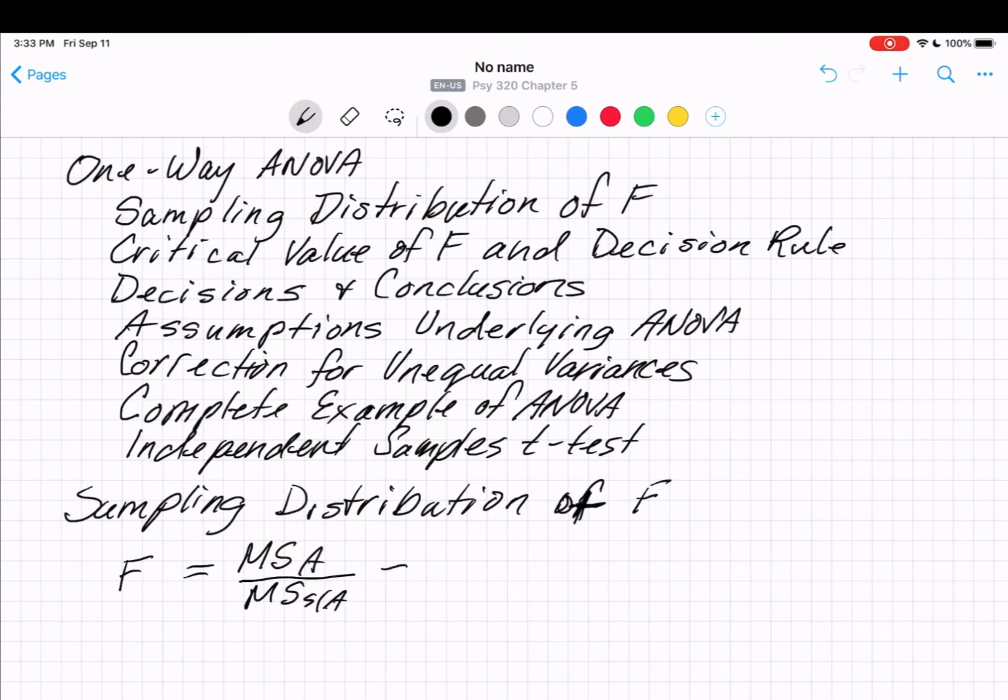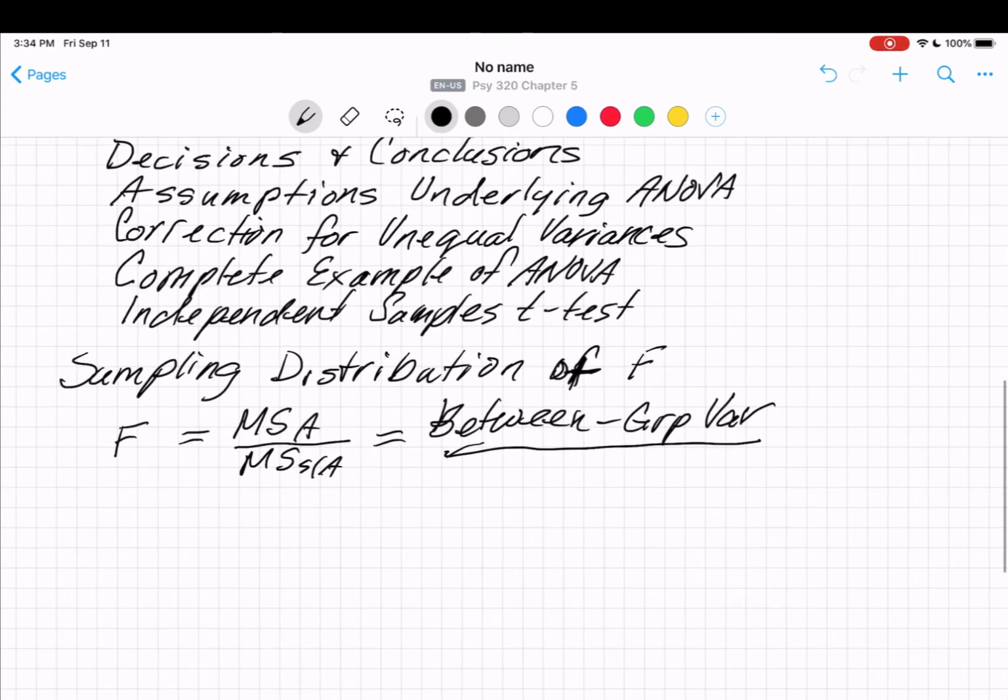Okay, mean square A is our between group variability. And just a reminder, between group variability is looking at differences among our group means. And so it's really picking up on variability that's caused by our treatment effect, but it also picks up on variability caused by chance factors or experimental error.